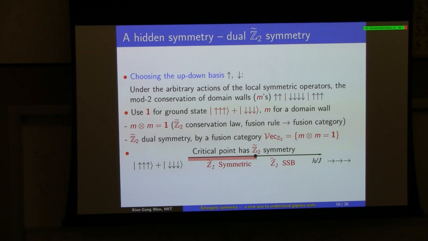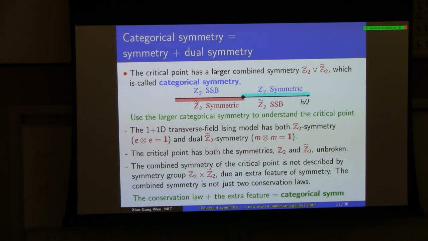And that describes another symmetry. So in some sense, we are saying that the Ising model actually has a Z2 symmetry and a dual Z2 symmetry. The dual Z2 symmetry is kind of hidden, but both are there. So there are two symmetries. Then it's very tempting and maybe convenient to combine these two symmetries; we should view the Ising model as these two symmetries together. So we combine both the symmetry and the dual symmetry. And this combination is very important, so we gave it a name, the categorical symmetry.